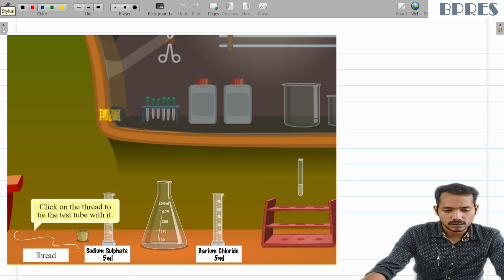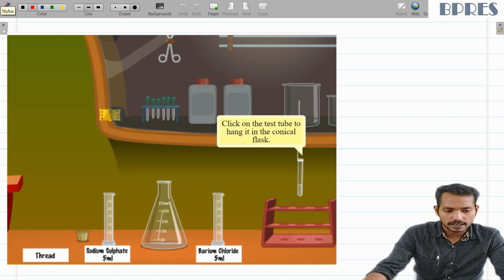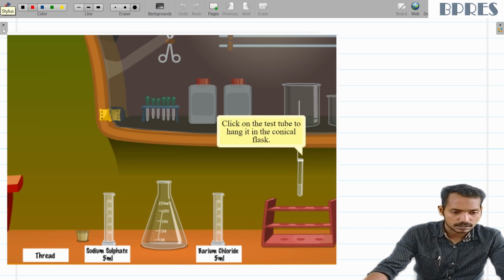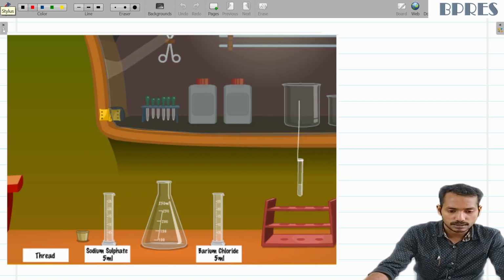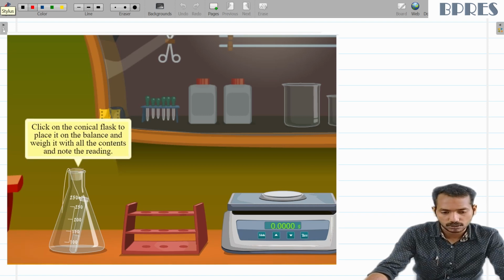Then after that, I am going to tie this test tube with this given thread. Just tied it. Now I am going to hang this test tube in this conical flask. While hanging, it is very important to take the precaution that this barium chloride should not mix with this sodium sulfate. Clear? So I am going to keep it in there and close it with a cork.